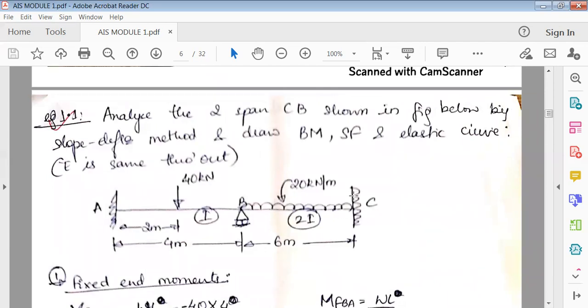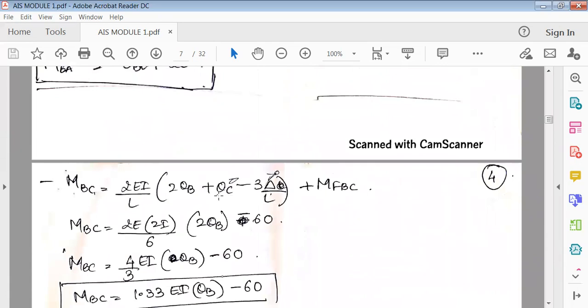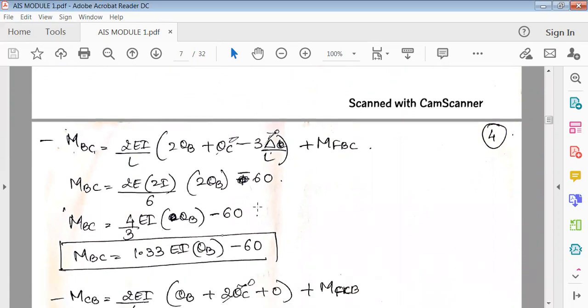Okay, now see here, theta B and theta C, again, C happens to be a fixed support. Again, fixed support, rotation is 0. So because the rotation is 0 here, we will equate this theta C as 0. Again, there is no sinking of the support. So again, 3 delta by L becomes 0. So we are left with only theta B. So once you substitute all the values, MFBC is minus 60. You should again be careful when checking the signs, because of the anti-clockwise movement, the minus sign is dominant here, so minus 60.